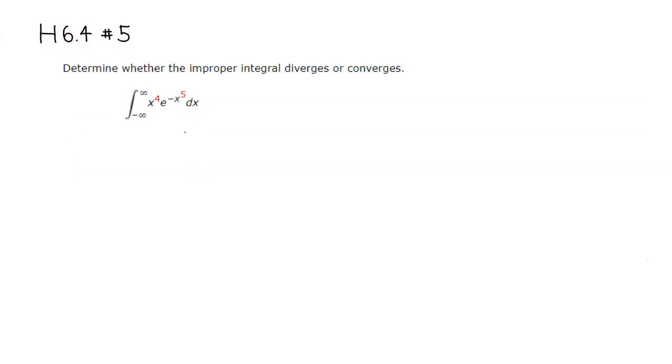Since it's going from negative infinity to positive infinity, I'm going to split this into two improper integrals. The first one goes from negative infinity to, say, 0, of x to the fourth, e to the negative x to the fifth, with respect to x. And the second one goes from 0 all the way to positive infinity, and the rest is exactly the same.